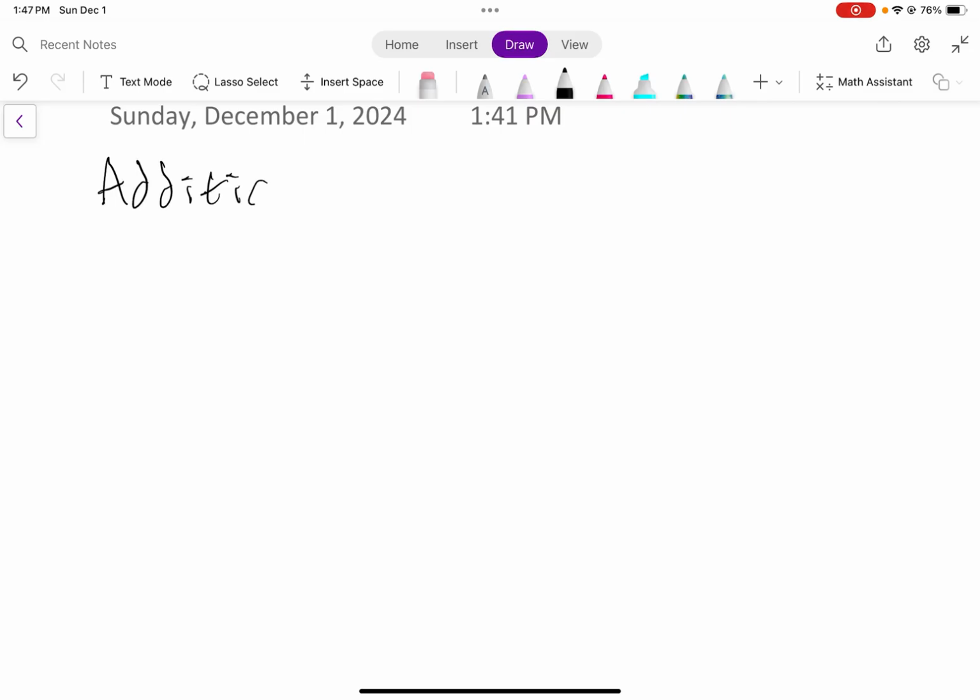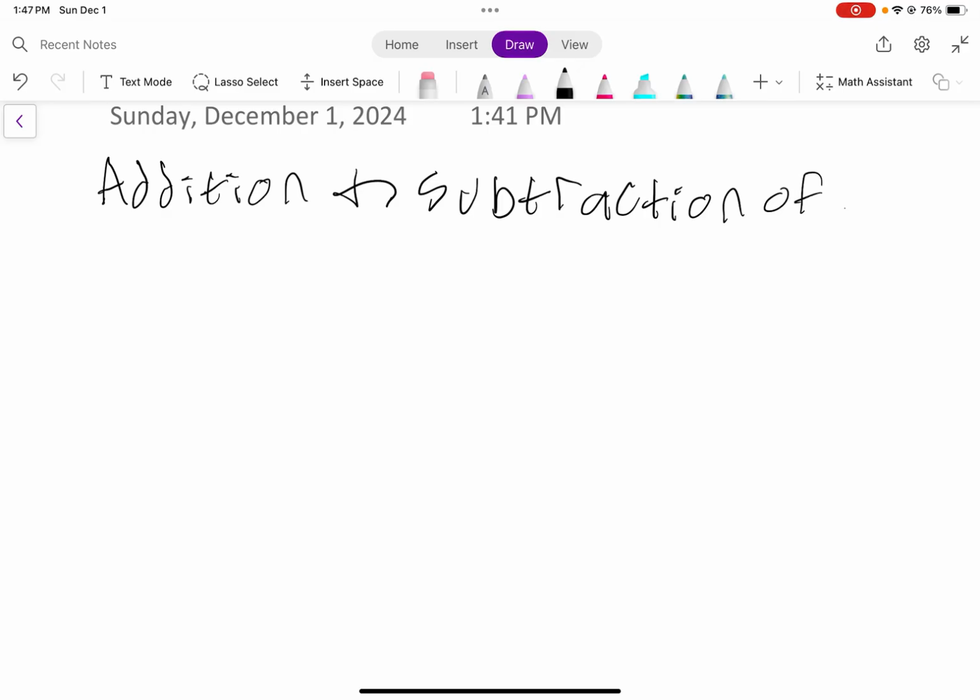So addition and subtraction of fractions. The reason we're going to do this is because there's one very important fact to remember. To do addition and subtraction, we must have a common denominator.